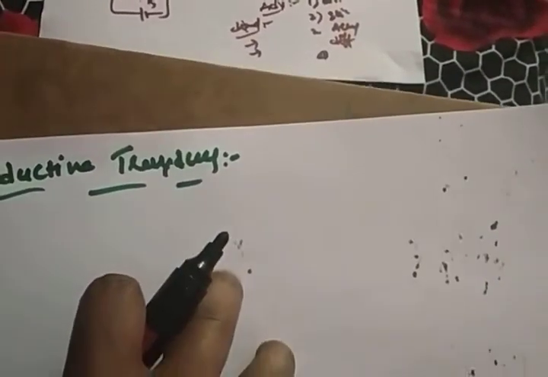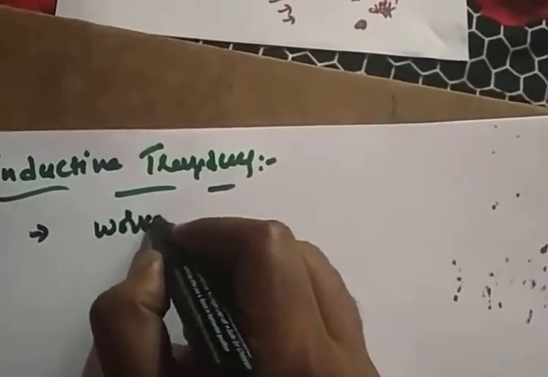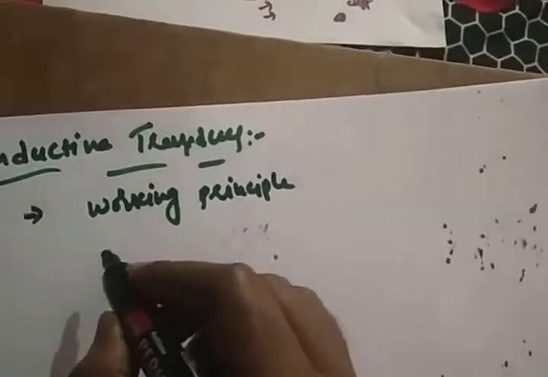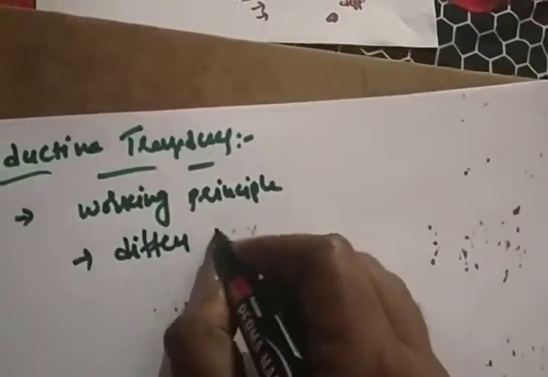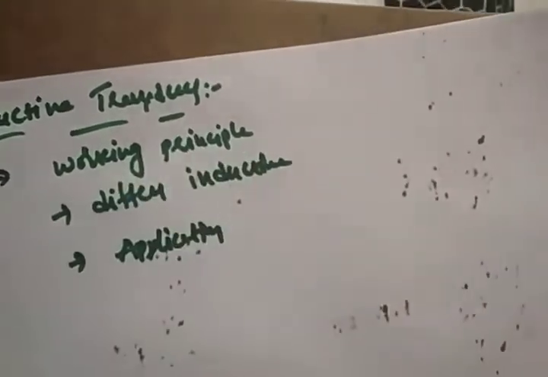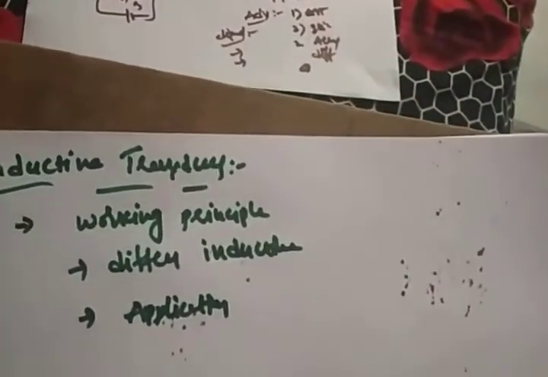Why can we call it a passive transducer? Because these types of transducers require an external electrical supply for their operation, right? So that's why we call these passive transducers. Now for the inductive transducer, we'll discuss the working principle and different types of inductive transducers, and after that some real life applications. We don't have that many concepts in this type of transducer, right?